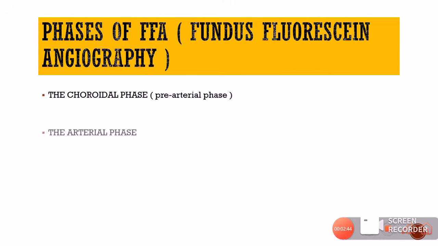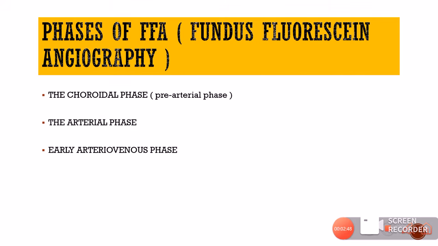Now there are various phases of fundus fluorescein angiography according to the timing of injecting the dye, and these can be divided into number 1, the choroidal phase, which is called the pre-arterial phase. Number 2 is the arterial phase. Third is the early arteriovenous phase. Then we have the late arteriovenous phase, and then we have the recirculation phase.